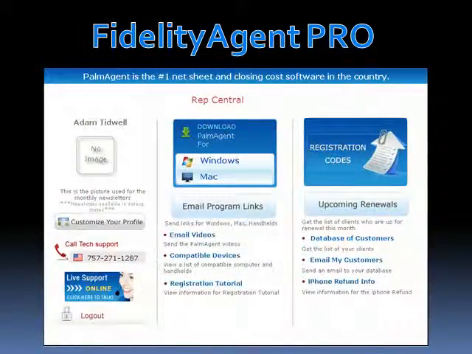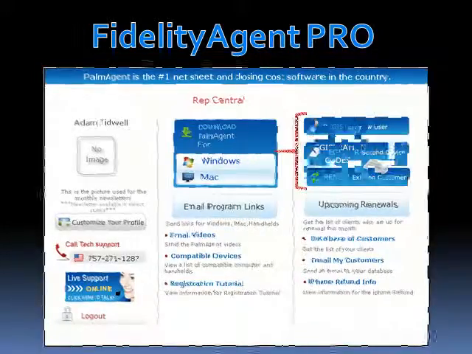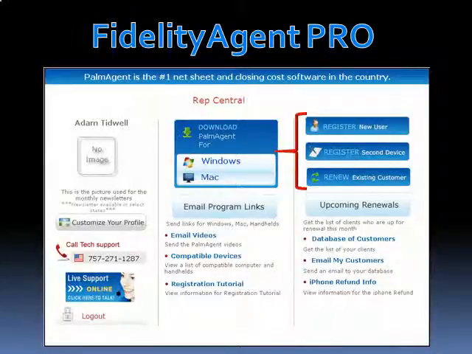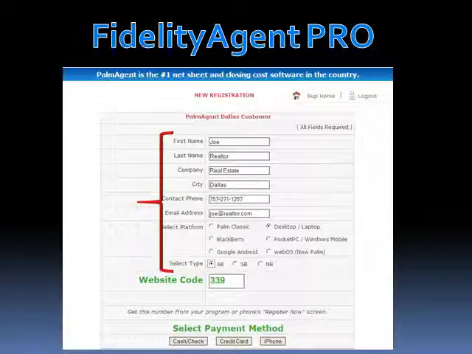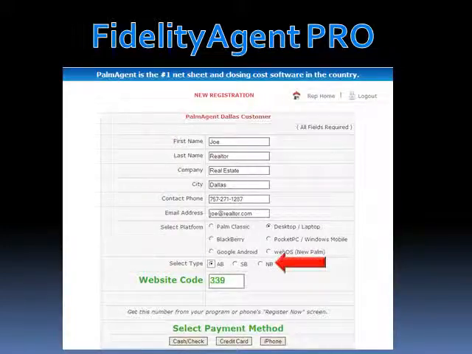To get a registration code, we go back to Rep Central that should be running in the background. You'll click on Registration Codes in this blue box and see that there are 3 options to choose from. Register a new user, register a second device, and renew existing customer. To register a new user, I'll click here, and we get to the screen where you input all the client's information. Remember, you want to track if the client is giving you business or not by marking the appropriate type: all business, some business, or no business.